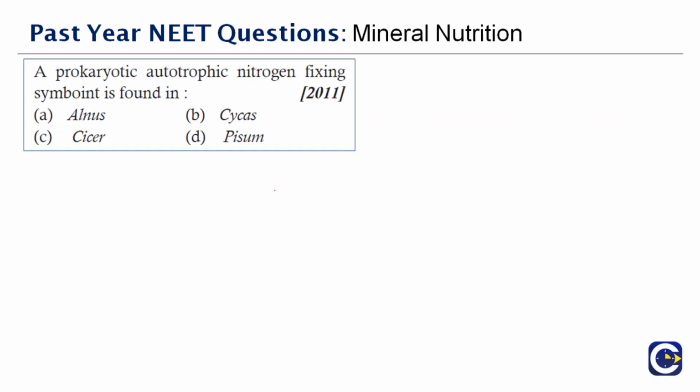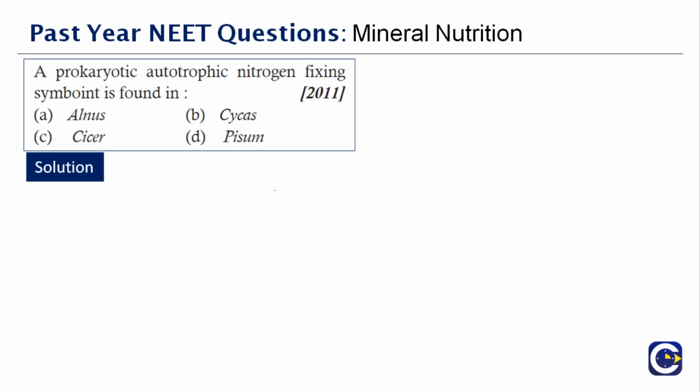Next question here. A prokaryotic autotrophic nitrogen fixing symbiont is found in dash. Any idea where it is found? You have 4 options here. The right answer is option B. A prokaryotic autotrophic nitrogen fixing symbiont is found in Cycas. So what is this Cycas actually? How can you describe it?